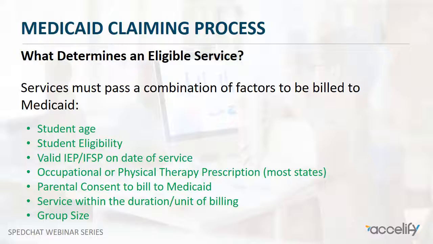The service also must be within the duration or unit of billing. So if that speech therapist did list 60 minutes in the IEP, in that IEP meeting, and then they end up delivering 90 minutes every week, and that is billed for 90 minutes every week, Medicaid may come back to recoup that extra 30 minutes of money. And finally, the service when in a group setting must fall within the group size limit. We see these range anywhere from a group size of 6 to a group size of 10, depending on the state.